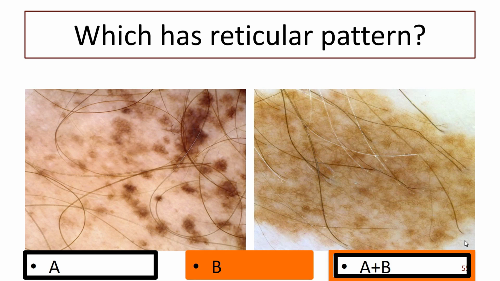Okay, which of these two is reticular pattern? A, which is white, B, which is orange, A and B, which is orange and white, or neither? Can you see intersecting lines? And Emily's going to choose the next person to tell us which they chose and why. Kabir? A and B, yes. And why did you decide A and B?